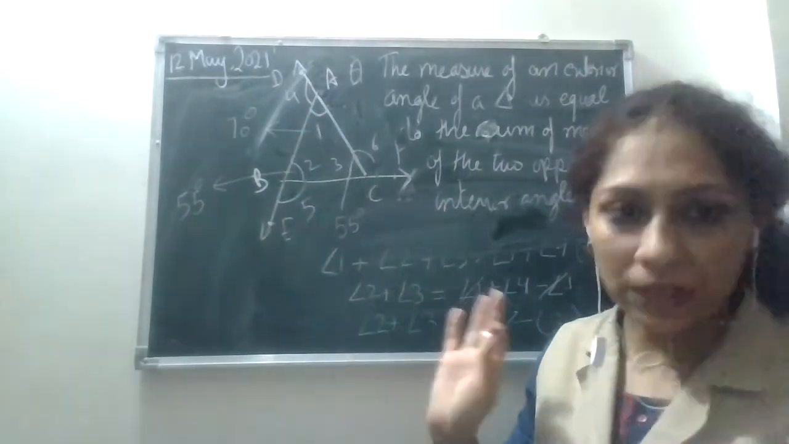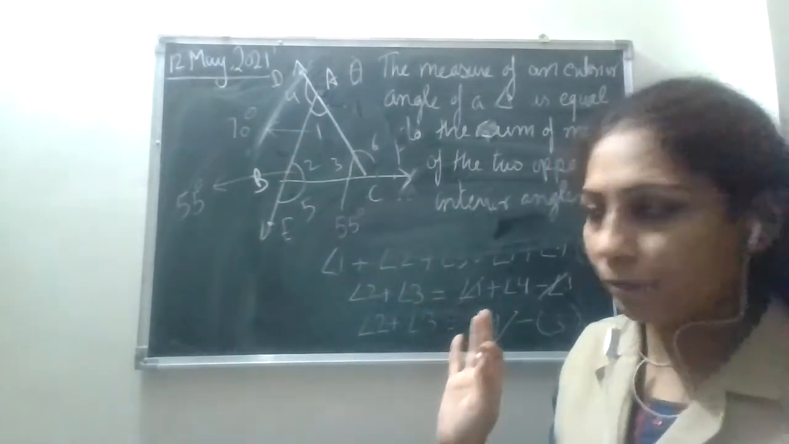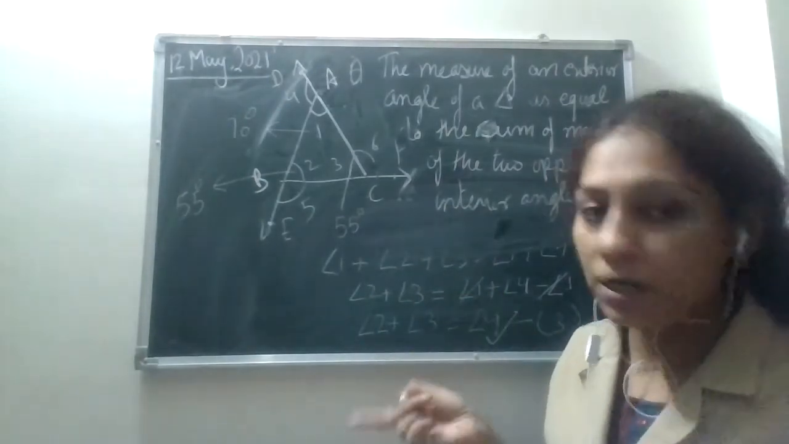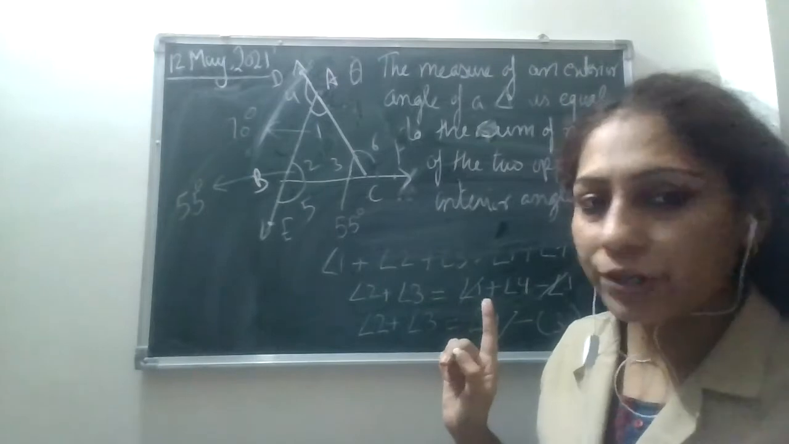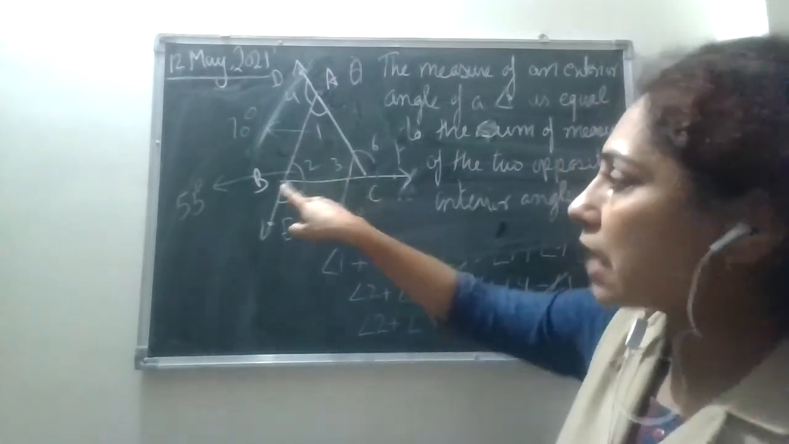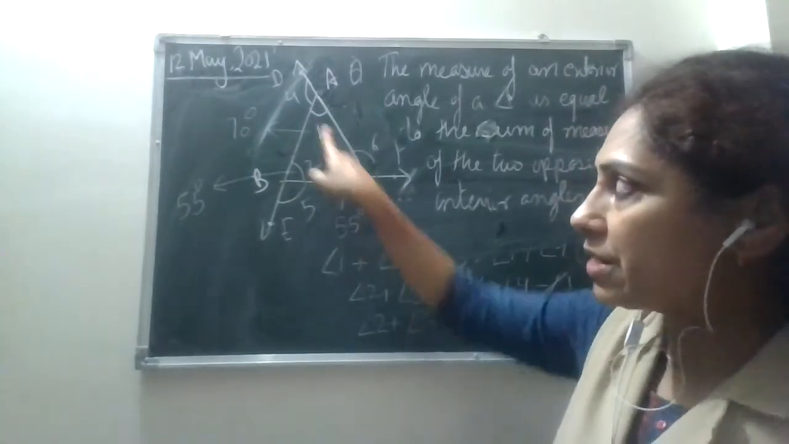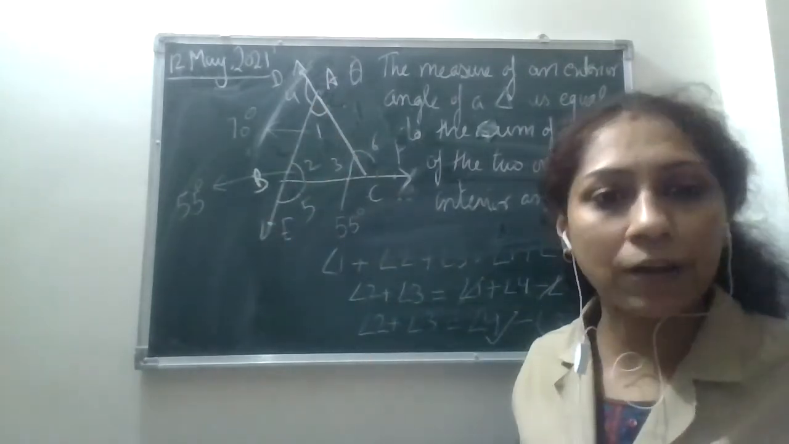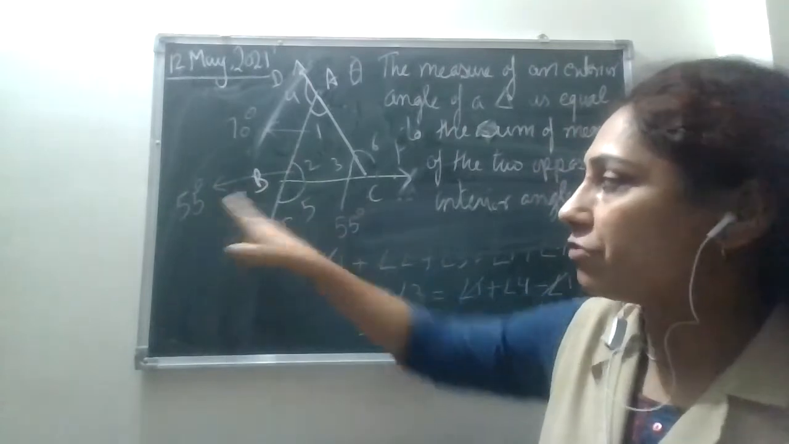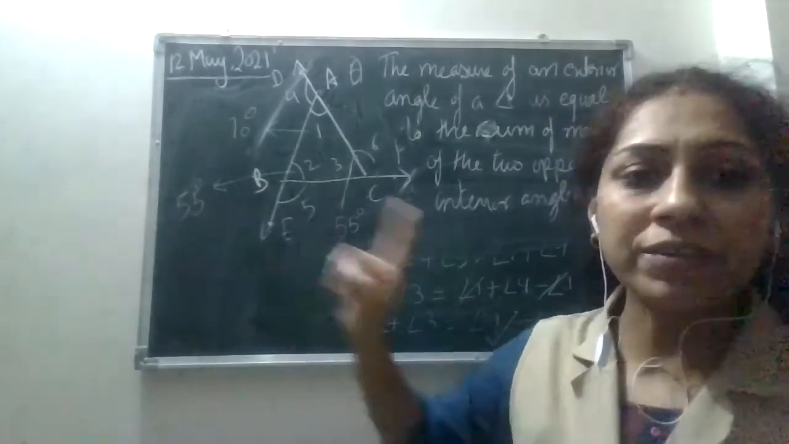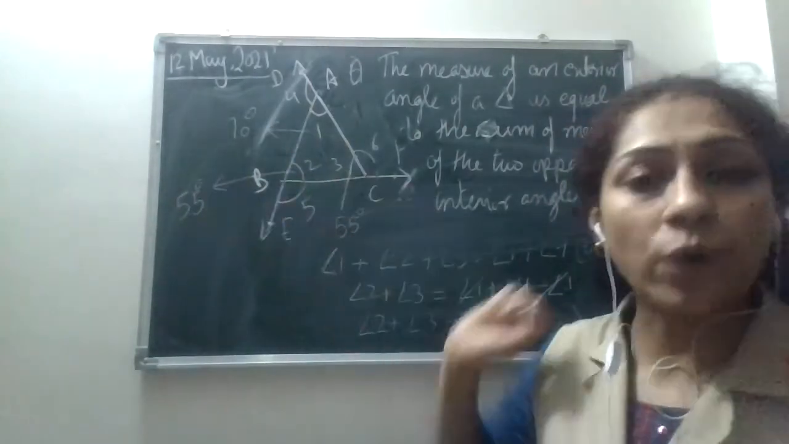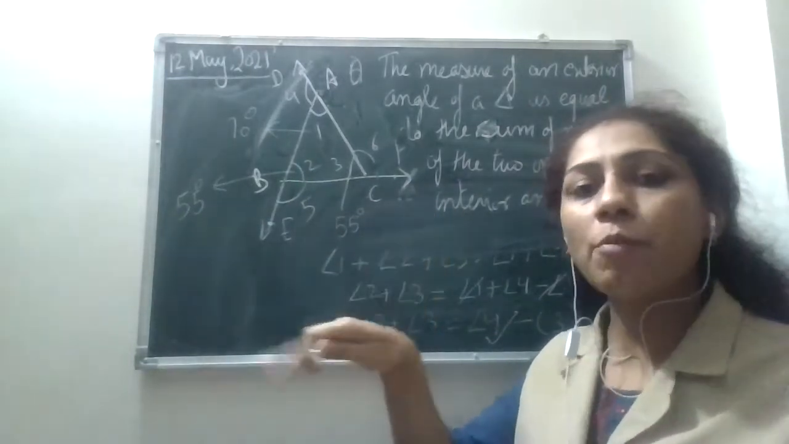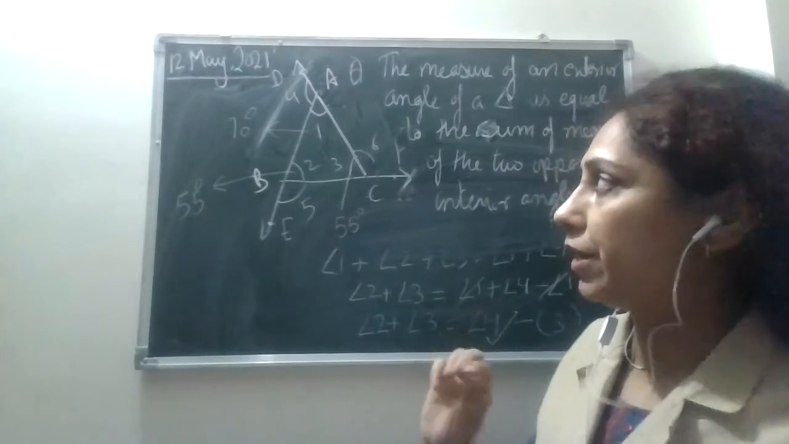That means it is an isosceles triangle, which I've taken as an example. When two sides are equal, their opposite angles are also equal. That you are also going to study as the next property. So these two angles are 55 degrees and 55 degrees, and this is 70 degrees. Just total it: 70 plus 55 plus 55. 55 plus 55 is 110, and 110 plus 70 is 180 degrees. So it satisfies the property of a triangle, that the sum of angles of a triangle is equal to 180 degrees.